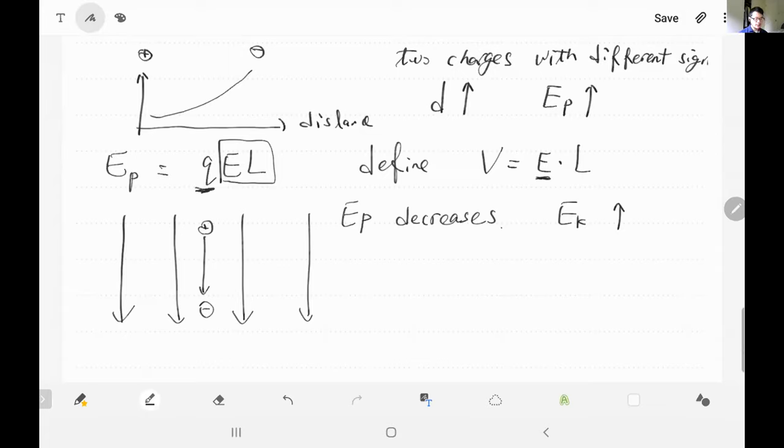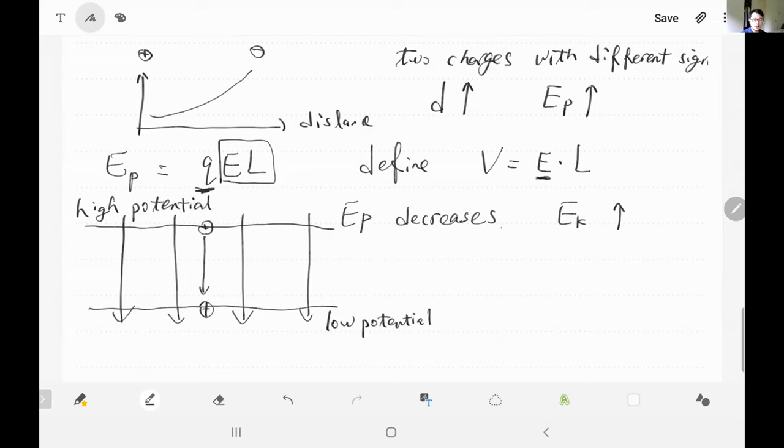Then if we calculate the potential, if the electric potential energy decreases for a positive charge, we say this position has a low potential. And here has high potential. Then along the direction of the electric field, the positive charge loses electric potential energy. So it moves from the high potential region to the low potential region. So in this case, the decreasing direction of the potential is not the same as the direction of the electric field.